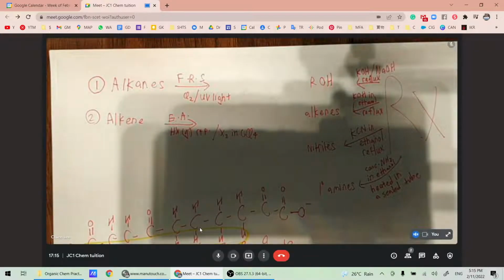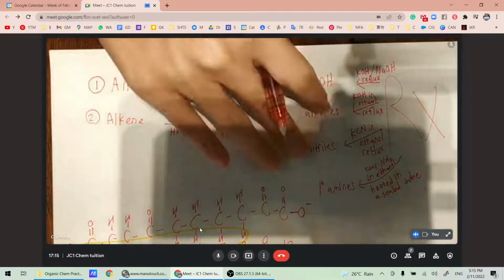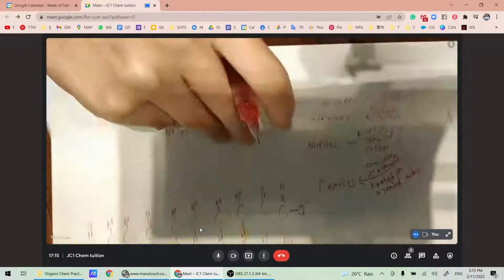I've written it very neatly in an upside down manner, but I believe it's legible. So these are all the reactions they undergo.